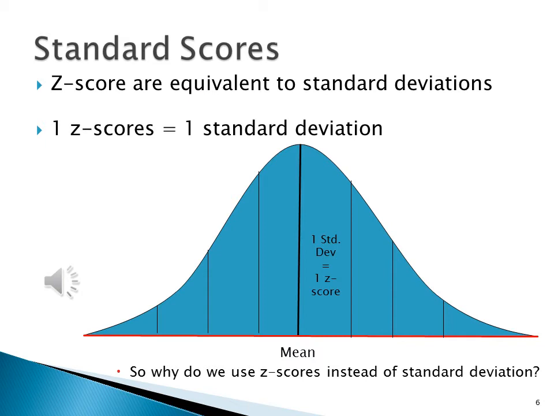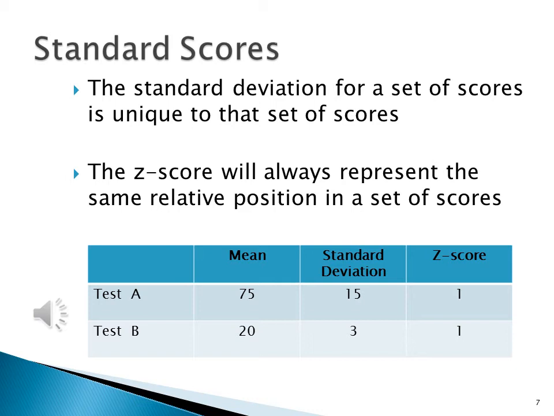So you may be thinking, why do we even bother doing this? Why use a z-score instead of a standard deviation? If we have two different tests, the standard deviation for a set of scores on one test is unique to that particular assessment. The standard deviation for the second set of scores, on a different test, is unique to that assessment. The z-score will always represent the same relative position. That's the advantage of a z-score.